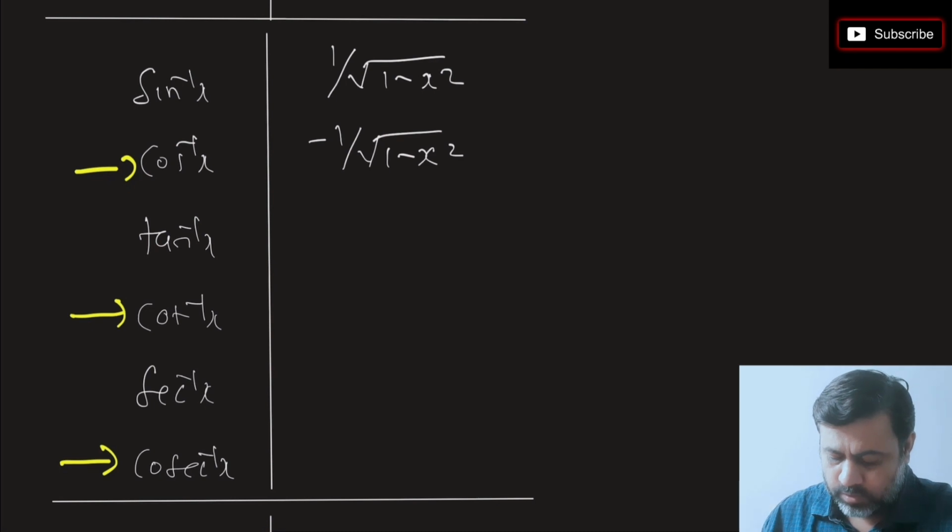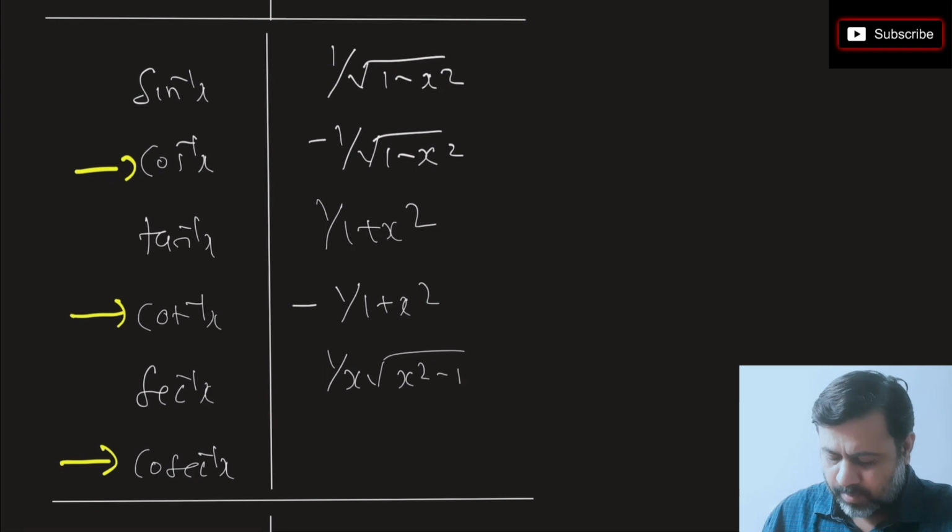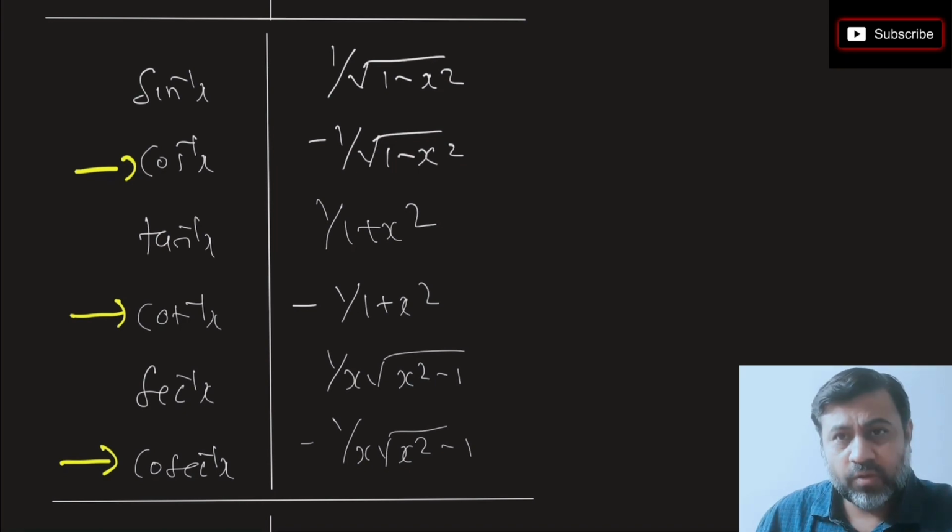So tan inverse of x, 1 by 1 plus x square. Cot inverse of x, same thing, just we put minus 1 by 1 plus x square. Sec inverse of x, 1 by x under root x square minus 1. Minus will come, just minus 1 upon x under root x square minus 1. Now these are our formulas.